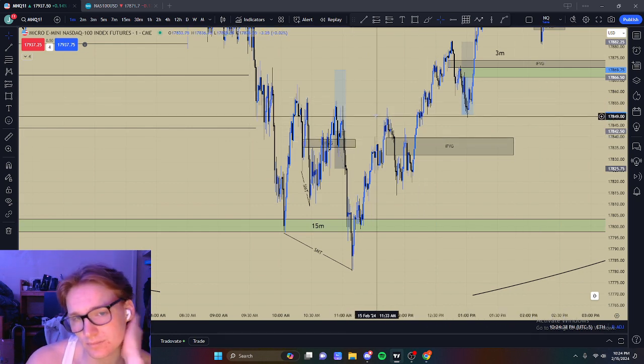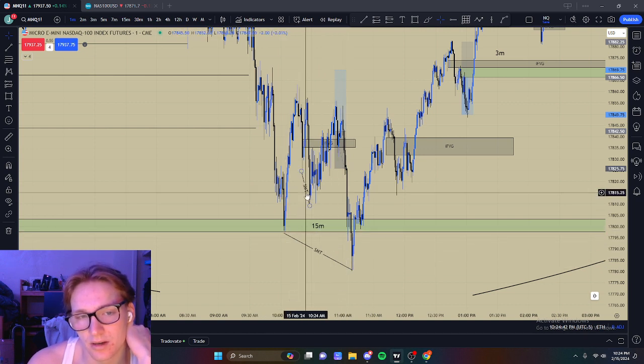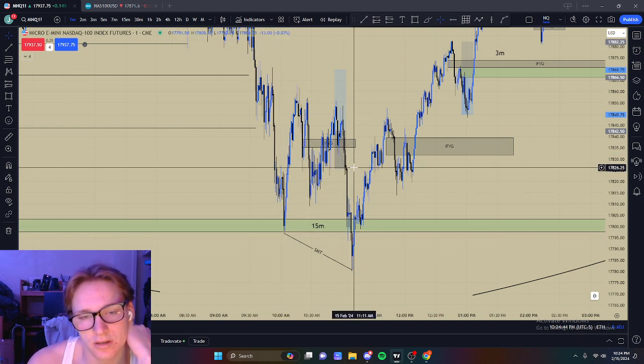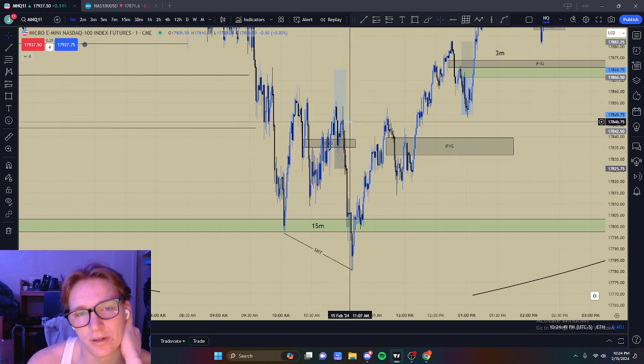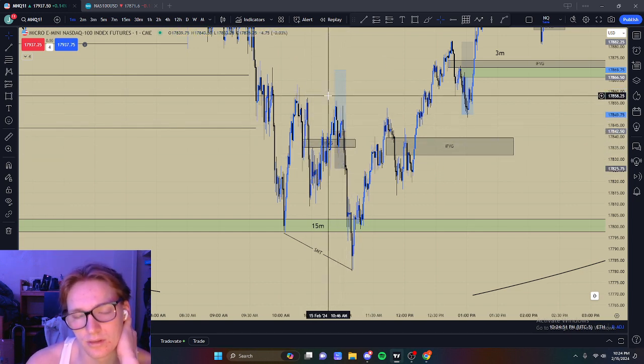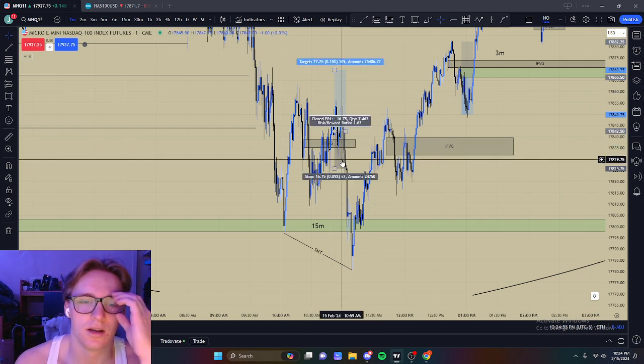And then from there, we got another move down. We got a really good SMT right here. I should have taken this trade. I got off, though, after we lost on this one. Went to go eat some lunch, so we missed that. But that was really good.